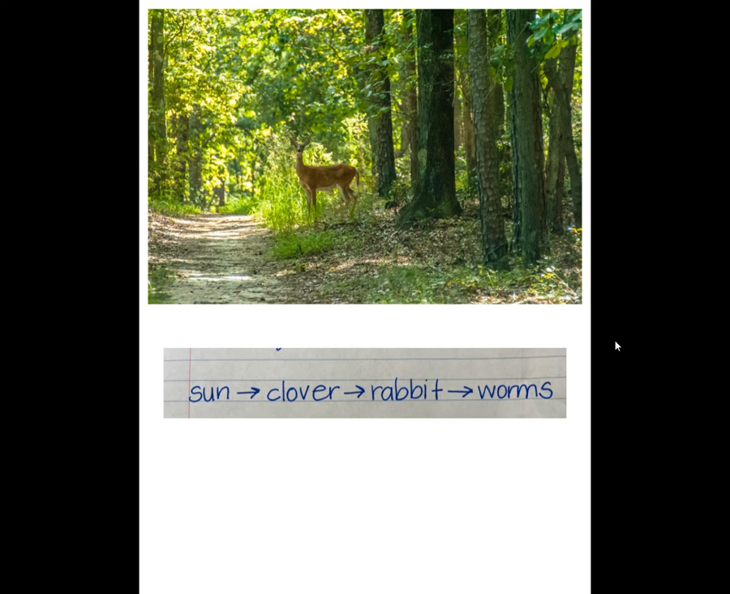Your assignment today is to try to make a couple of food chains on your own. Remember, we start with the sun, and then we include the producer, or the plant in this situation. We have a consumer, something eating the plant, and then we're going to have a decomposer at the end, which is something breaking down those dead plants and animals. Please let me know if you have any questions.